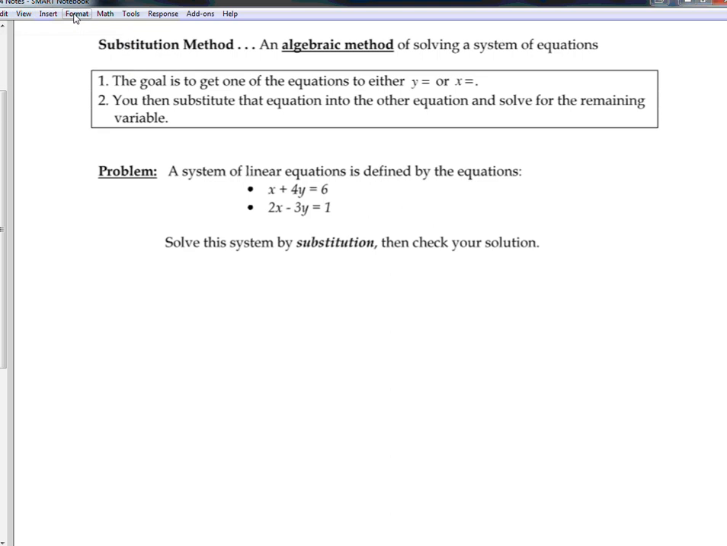So it's an algebraic method, okay? The goal is to get one equation, y equals or x equals. That's our first step. Now, if you look, we have two equations here. I find it helps to number our equations. We'll call the first equation 1 and the second equation 2.